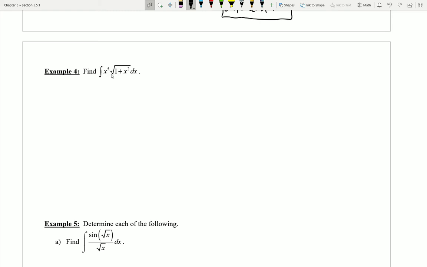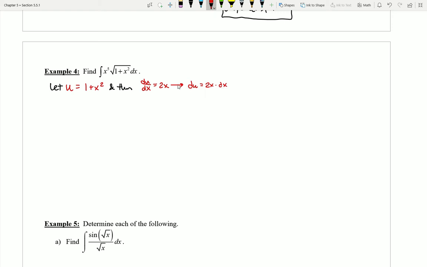I have an x to the fifth times the square root of 1 plus x squared. Now, if I wanted to start making a selection here, one of the most common selections that people would make is to have u be the stuff that's under the radical. So if I was to do this, then you can start to see what's going to happen. My derivative here would end up just being a 2x. And of course that means that du is going to be equal to 2x times dx. And here's immediately where I start to see the problem.